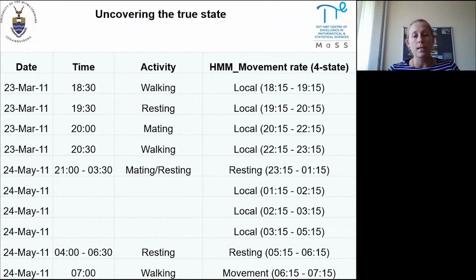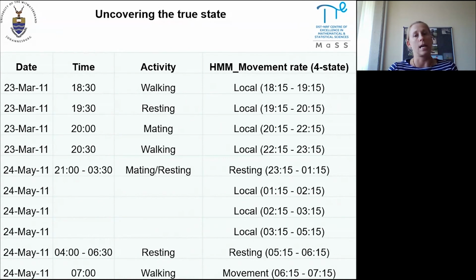In the same way, for the mating and the resting, we had a mixture of resting and local movement. And then resting early in the morning, and walking being movement. So it seems like the model is doing reasonably well. And of course, in terms of the actual state predictions and validations, we'd need to do far better in terms of matching up the time scale, etc. But at least this was a bit of a first stab at doing it.